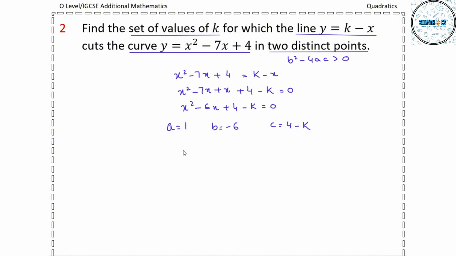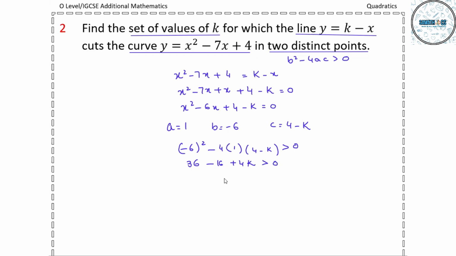Now we have to substitute these values in b squared minus 4ac is greater than 0. So minus 6 whole square minus 4 into 1 into 4 minus k is greater than 0. We'll simplify. Minus 6 square is 36. Minus 4 into 1 into 4 is minus 16. Minus 4 into 1 into minus k is plus 4k. Is greater than 0.